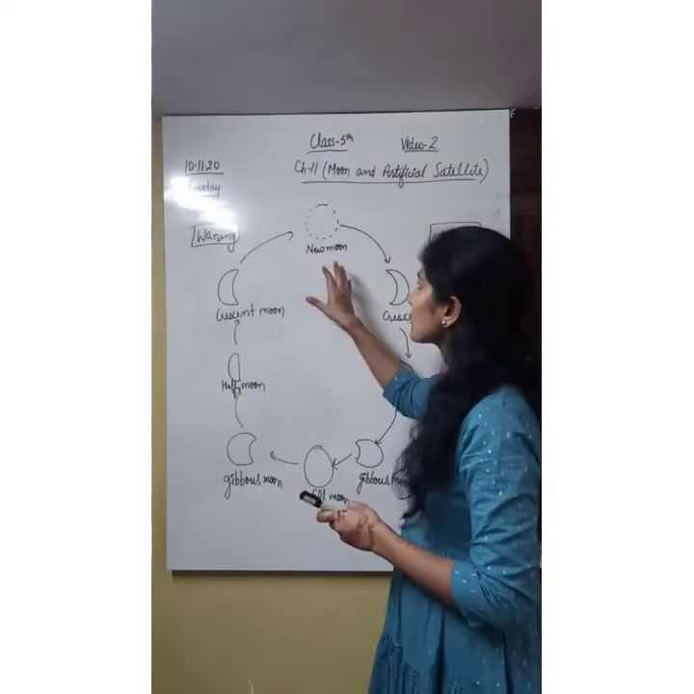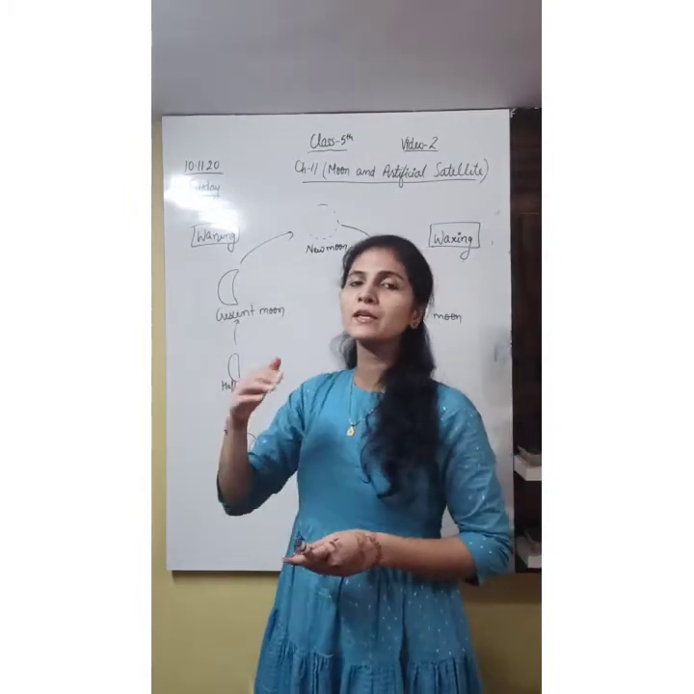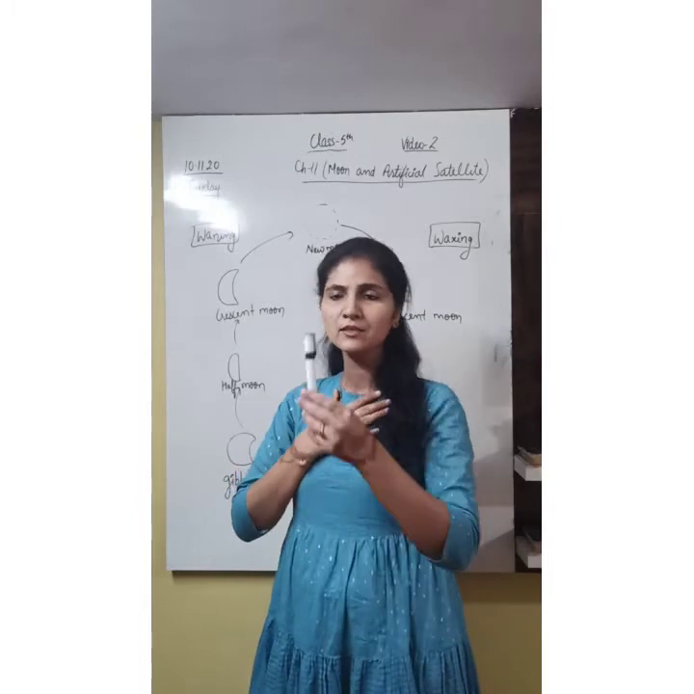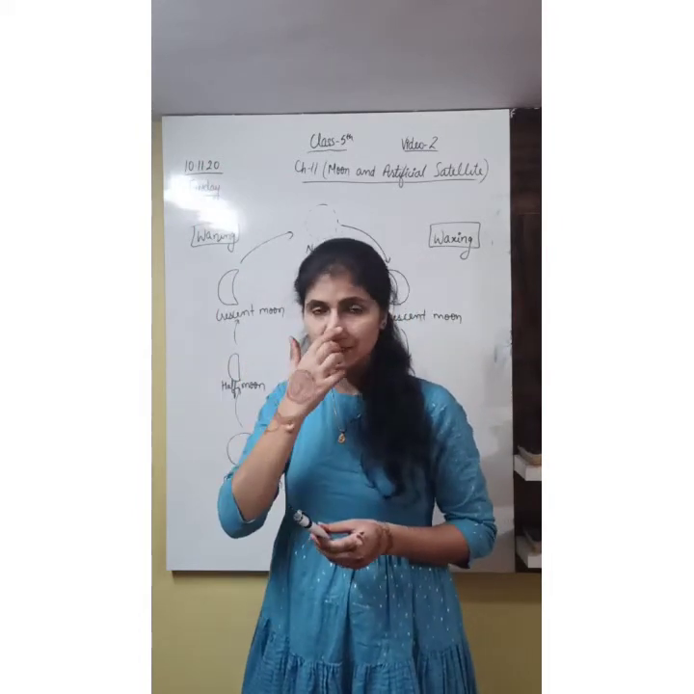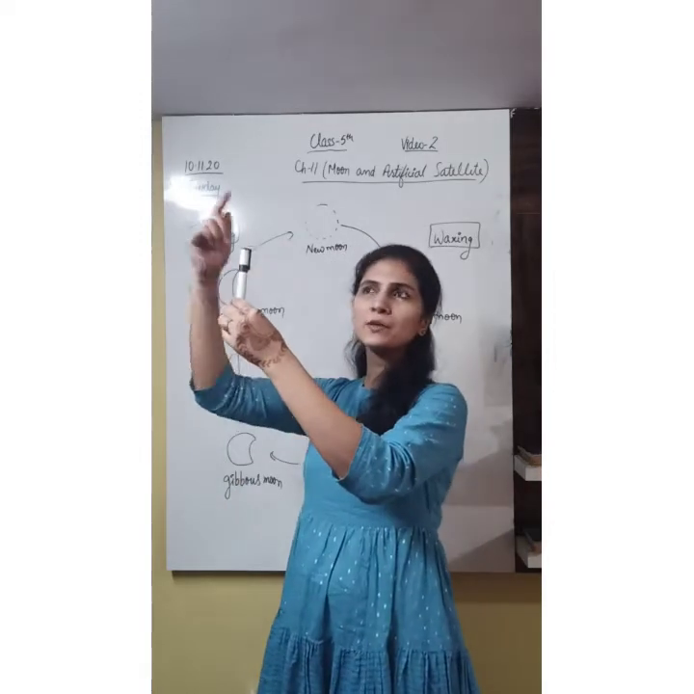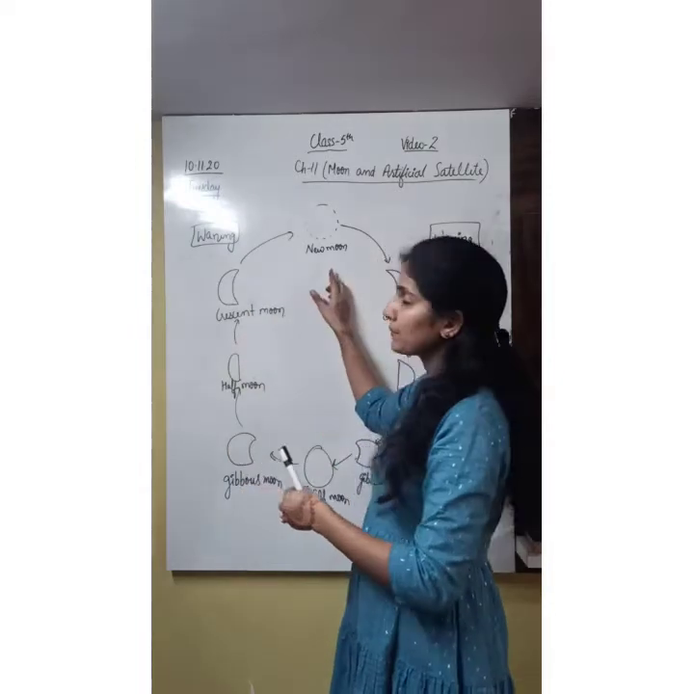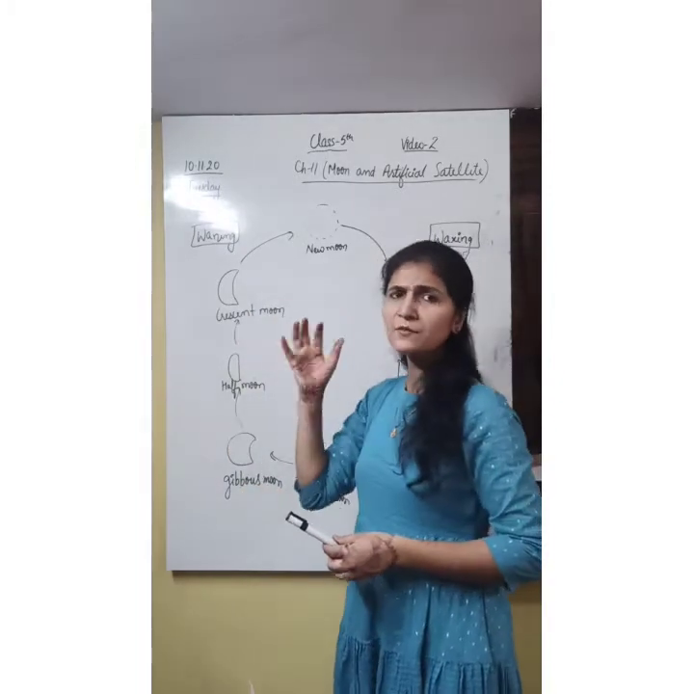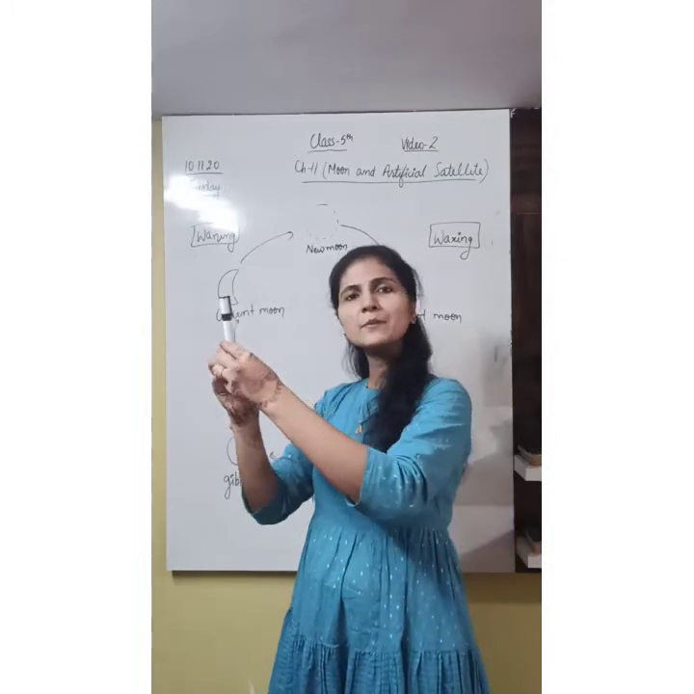This stage is known as new moon stage. When the moon is in between, me, you can consider as earth, this marker you can consider as moon, and this light you can consider as sun. So when this marker comes between the light and me, then I am unable to see this marker. The same thing happens here also. When the moon comes between the sun and the earth, then we are unable to see the moon.